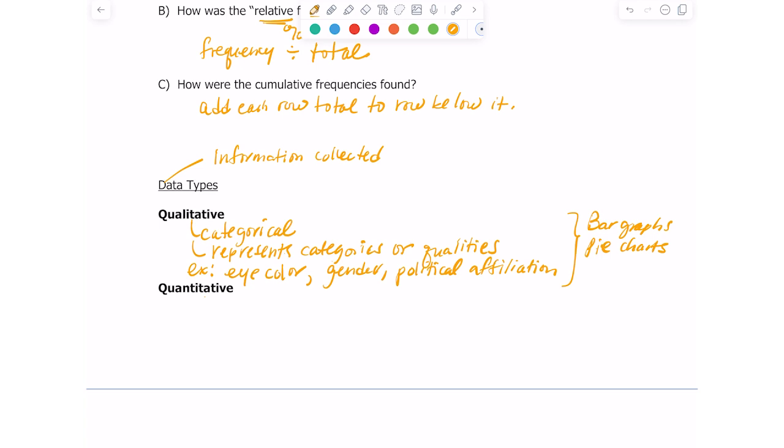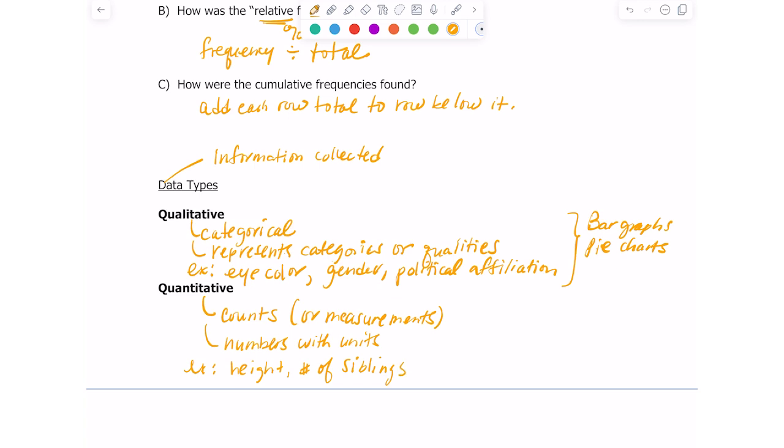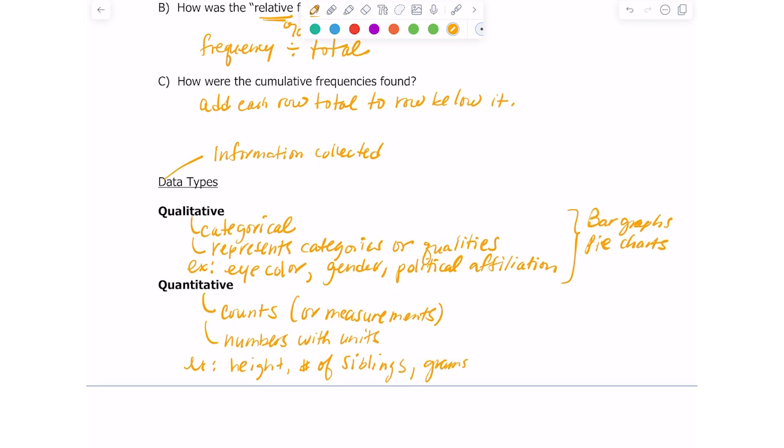Quantitative, think of quantity, that involves numbers, so it's counts, and we also include measurements in that because a measurement's a number. Okay, it's numbers with units. An example could be like height, weight, number of siblings, grams of sugar, anything that's a number that has a label associated with it.